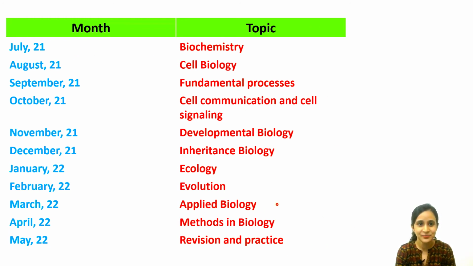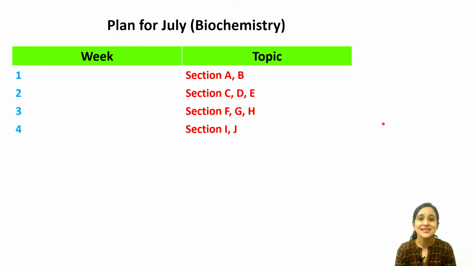Here you can see July, August, September, October, November, December, January, February, March, April, and the last month, that is May, before the exam. For that month, I will only do revision and practice. Okay, then you start the month-wise plan. At the end of each month, make the next month's plan.